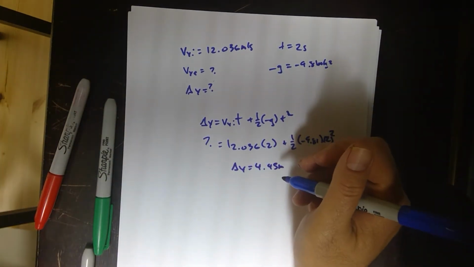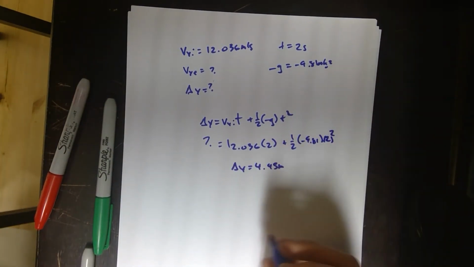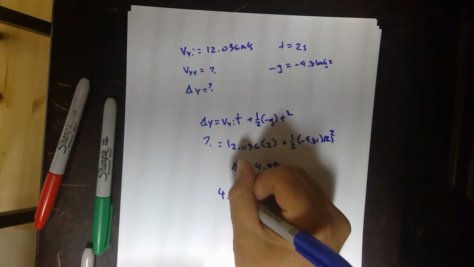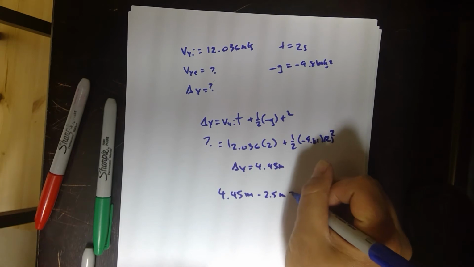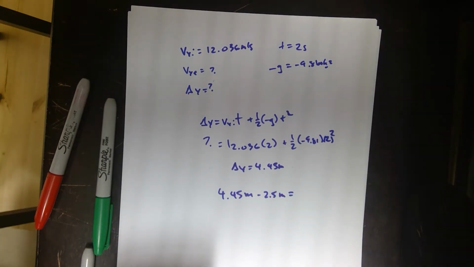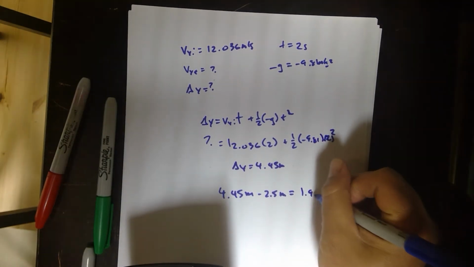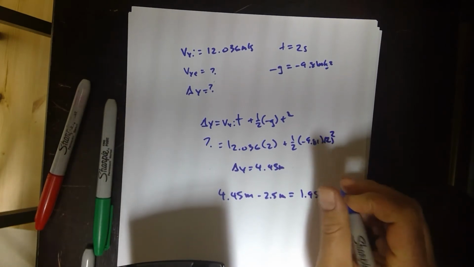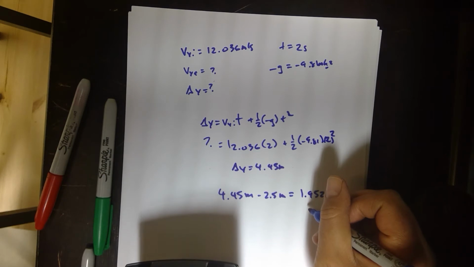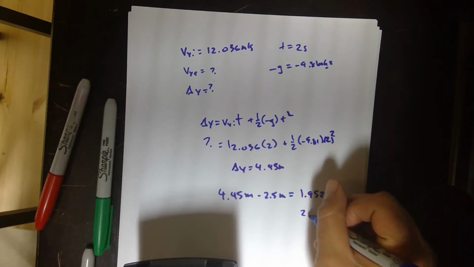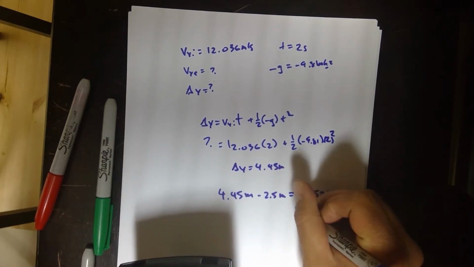So the question literally said how far above. The fence was 2.5 meters high, so obviously the numbers that I'm getting, it's above it. So 4.45 minus 2.5. When we get our answer here, that's about 1.9526 meters. But again, I'll go to 2 sig figs. You could write 1.95 at 3 sig figs, or this would round up to 2.0 meters.